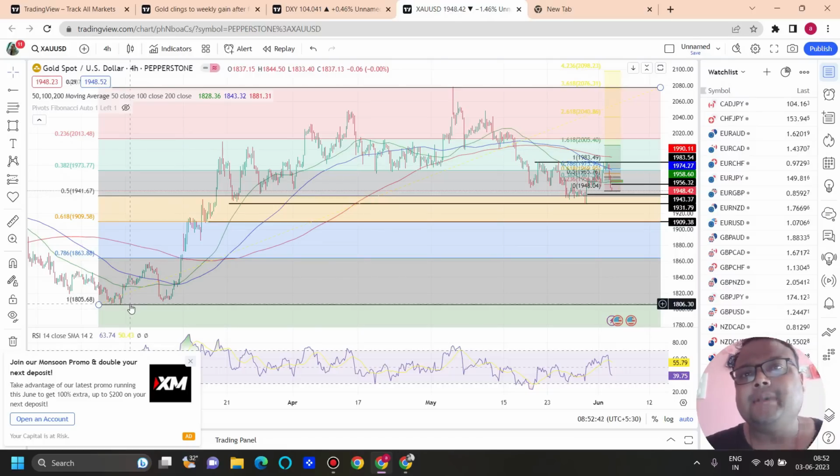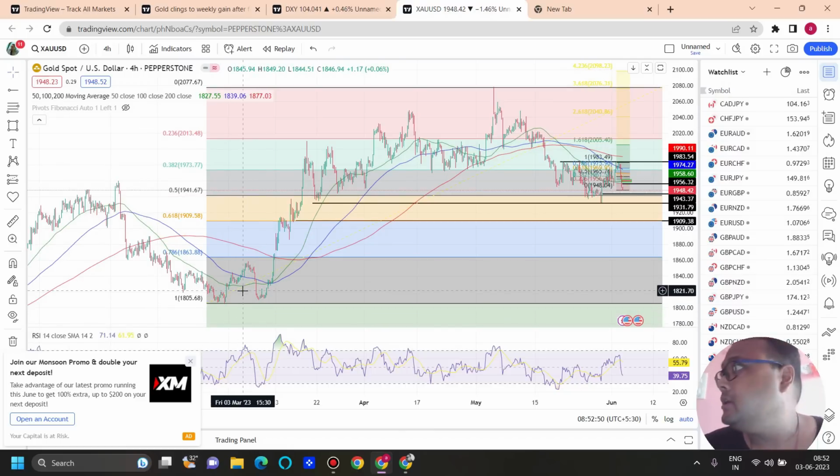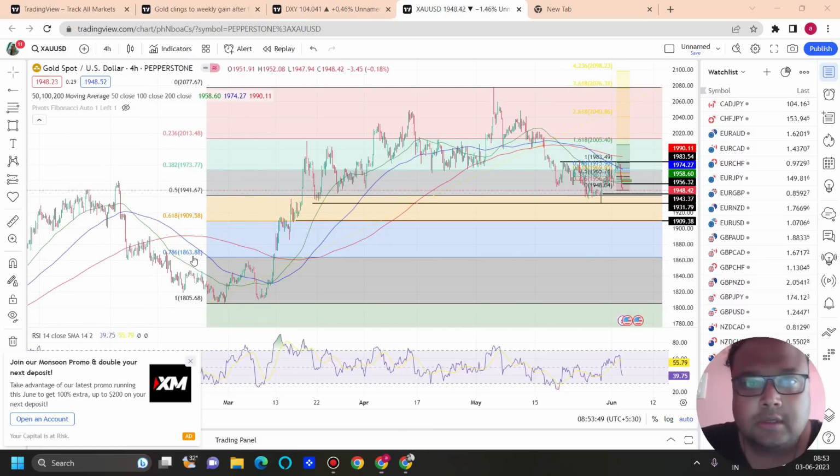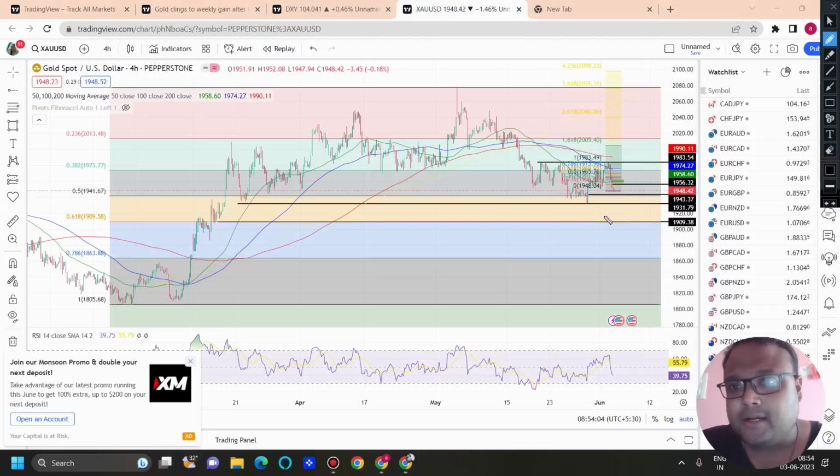The 1909, 1910 level is not a very strong support, where you can expect a trend reversal. For example, the 1800 level has the potential strength to reverse the trend of the market. But the level of 1909, 1910 does not have the potential strength to reverse the trend of the market. You can expect a minor bounce. You can expect a bounce of 60, 70, 80 pips.